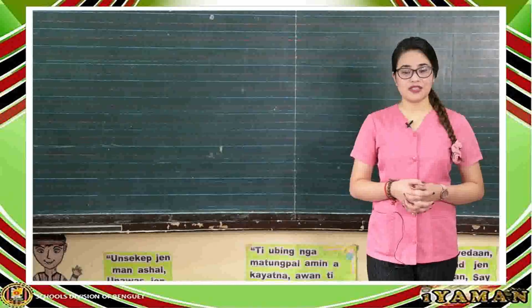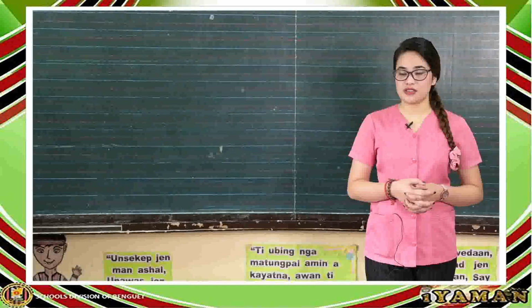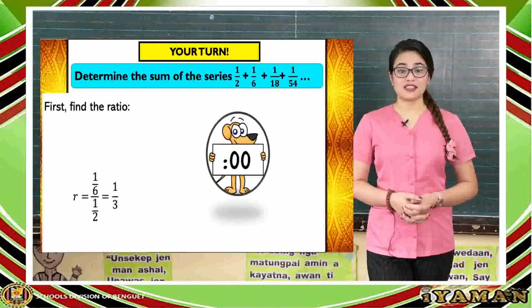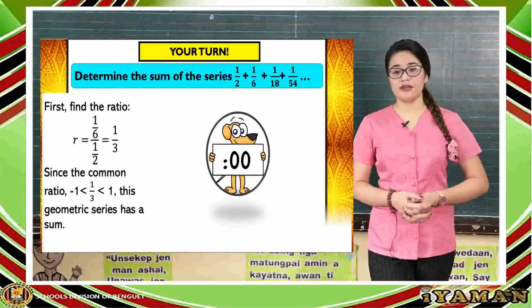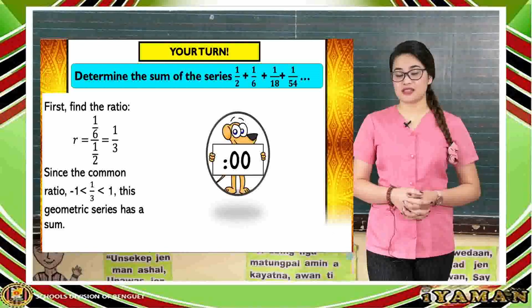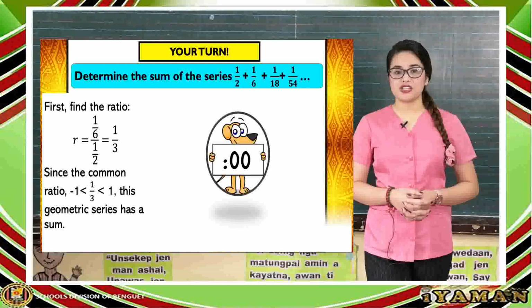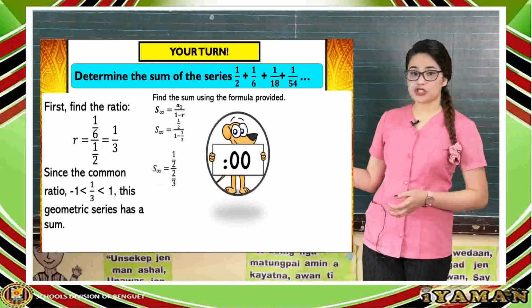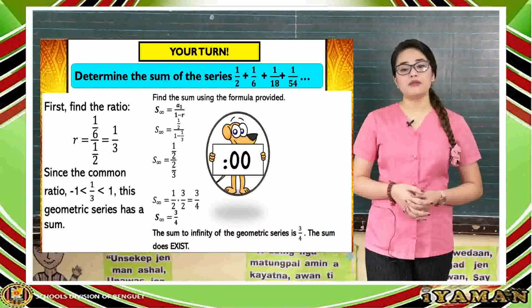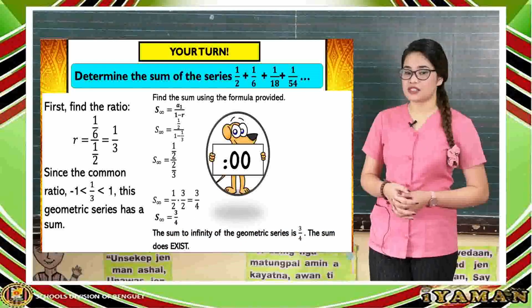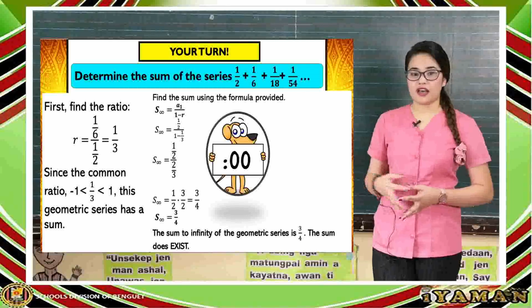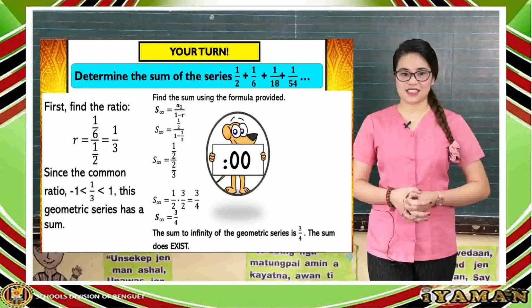Alright, let's see what's the sum of the given infinite geometric series. So, find first the common ratio. Since the common ratio is 1/3, then this series has a sum. Substituting the given in the formula and performing the indicated operations, the sum to infinity of the geometric series is equal to 3/4. Thus, the sum does exist.